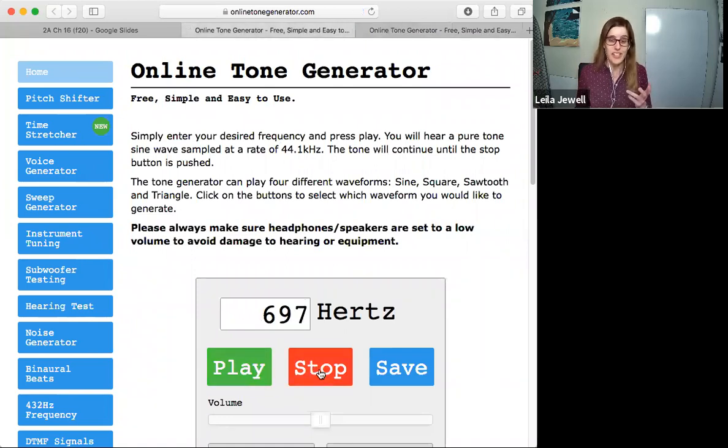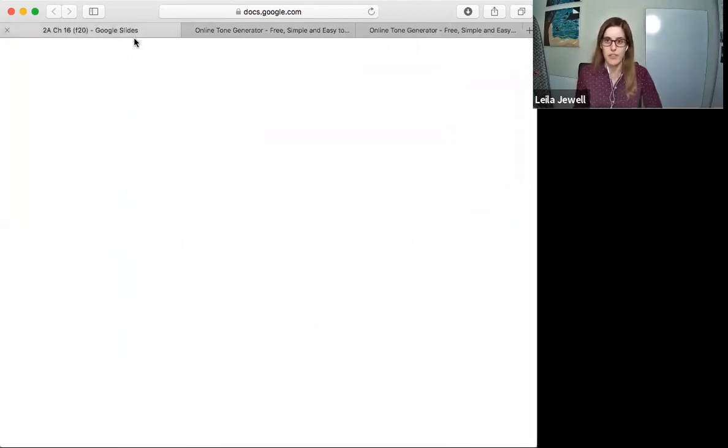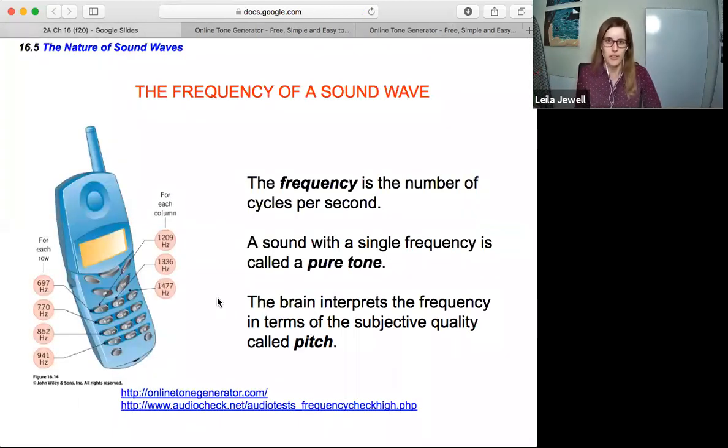So you can get a sense there. There's two different pitches, right? And the 1336 pitch sounded higher, right? It was a higher frequency. It was also a higher pitch. You can try that out with any number of different pitches, but I don't know how well it's going to record, so I think we'll leave it there.